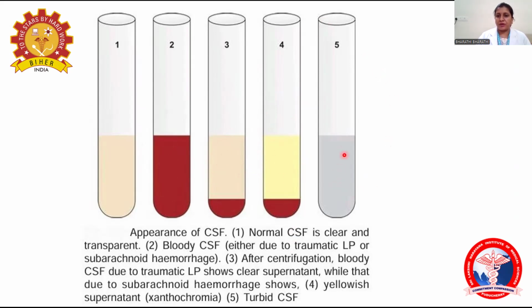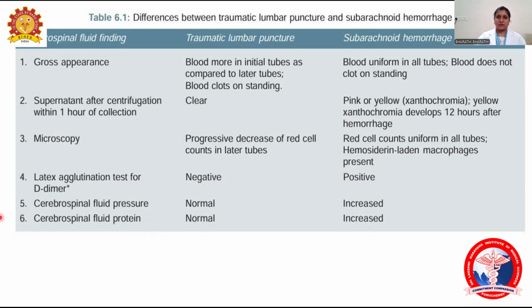The last is the turbid CSF. In which condition do we see turbid CSF? We see it in acute bacterial meningitis; the CSF will be turbid. So this is the difference between traumatic and subarachnoid, as I said. So gross appearance, the initial tubes.